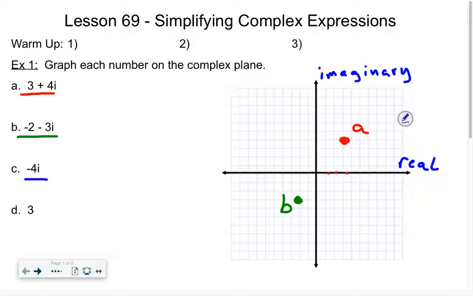If we take a look at negative 4i, do we have a real part? No. Well, we could say, yes, we do. It's 0. But now we're just going to go down 4. So we're going to stay right on that imaginary axis. And the last one, 3. There it is. Once again, it is no longer the coordinate plane, but we call it the complex plane.